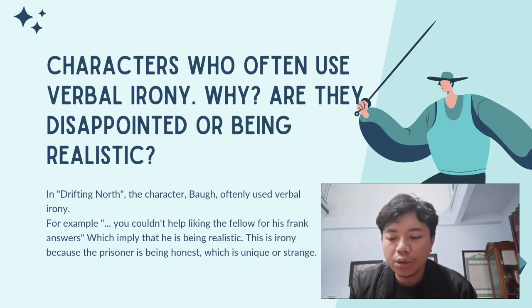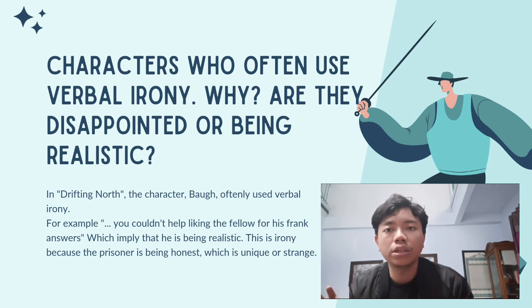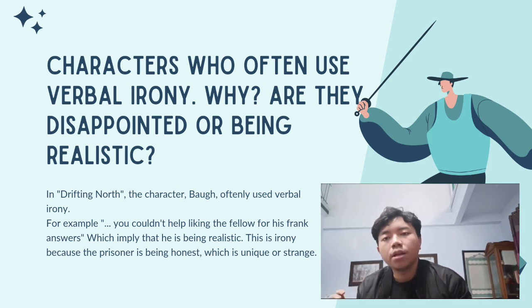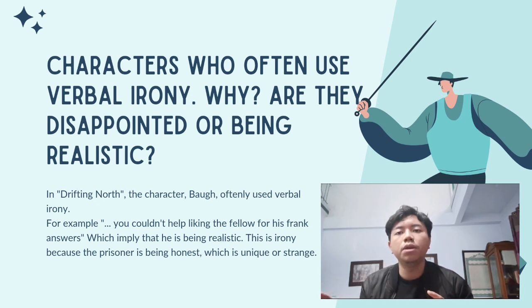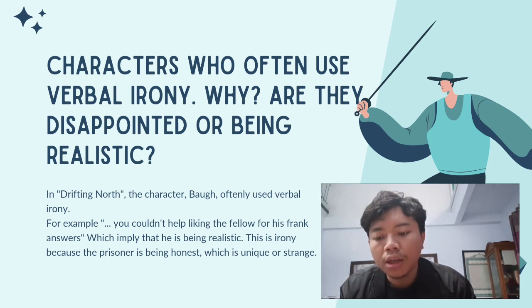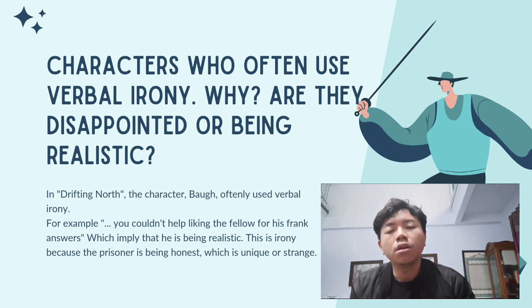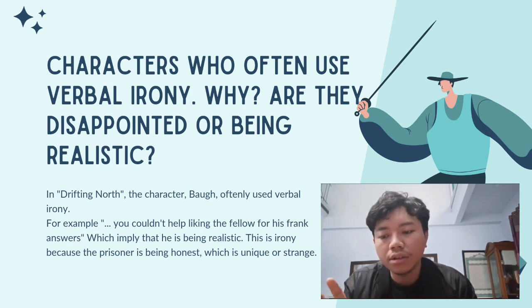Next, we got number 8, which is about characters who often use verbal irony in this prose and why. And are they disappointed or being realistic? So for number 8, there's a character named Bao. I know how to pronounce it. Bao. This character uses irony often. Let's just go into the sentence.